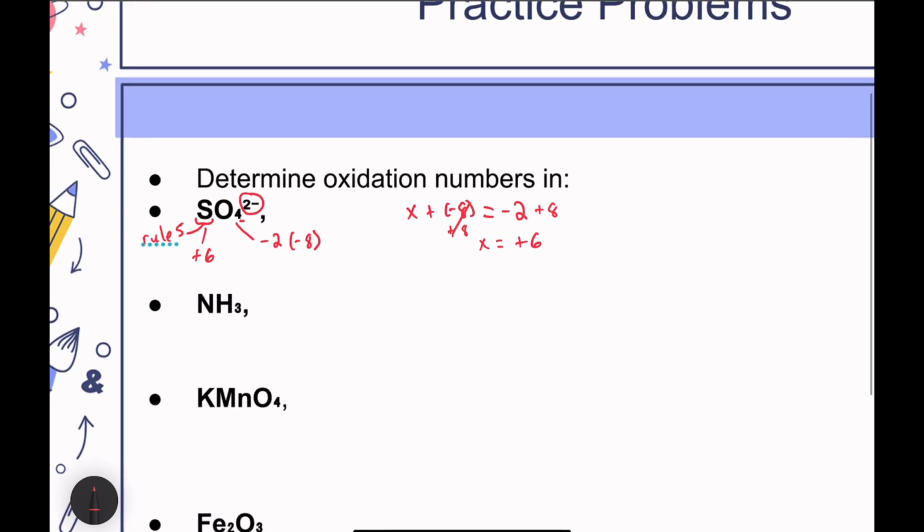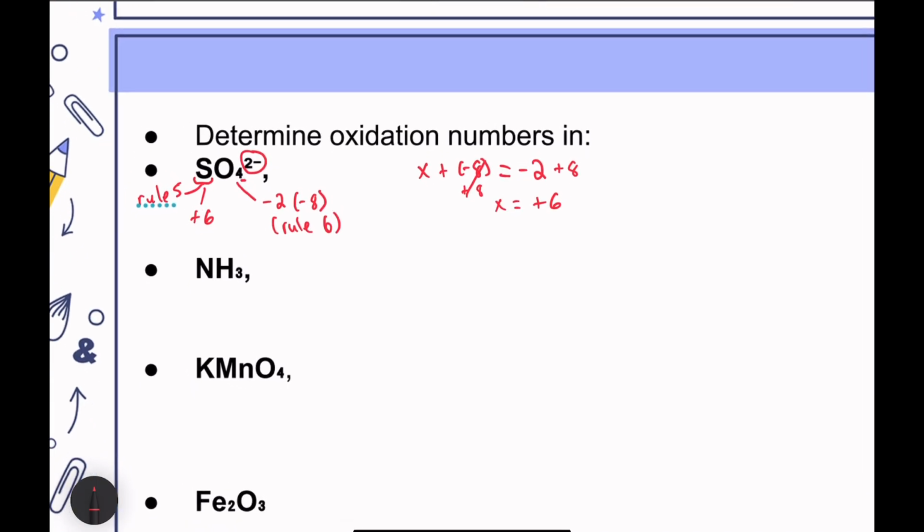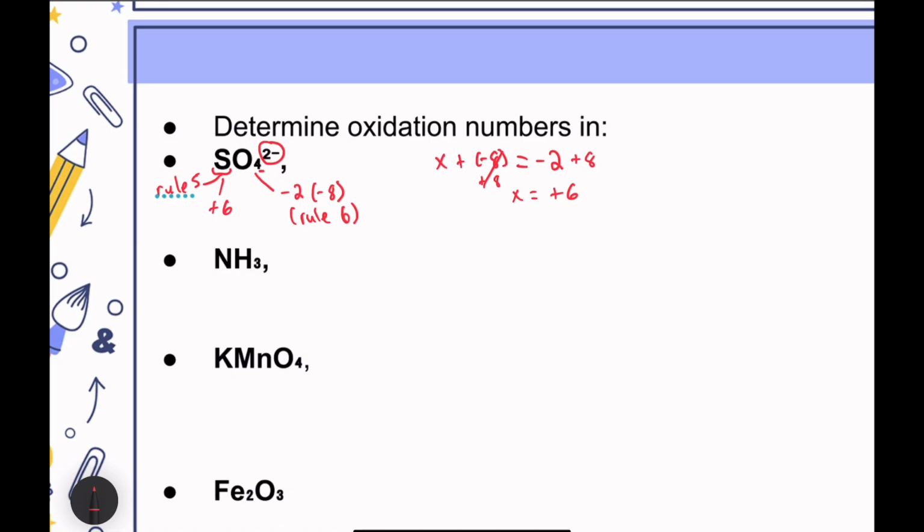And Rule 6, oxygen has an oxidation number of -2. Now, if we look at ammonia here, again, Rule 6 makes it known that hydrogen is always going to be +1 unless it is bonded to a metal to make a metal hydride. That is not the case. Nitrogen is not a metal. So this will be +1 by virtue of Rule 6. Remember that there are 3 hydrogens here. Each one of them is carrying that +1 charge, so we're going to write +3 in brackets.